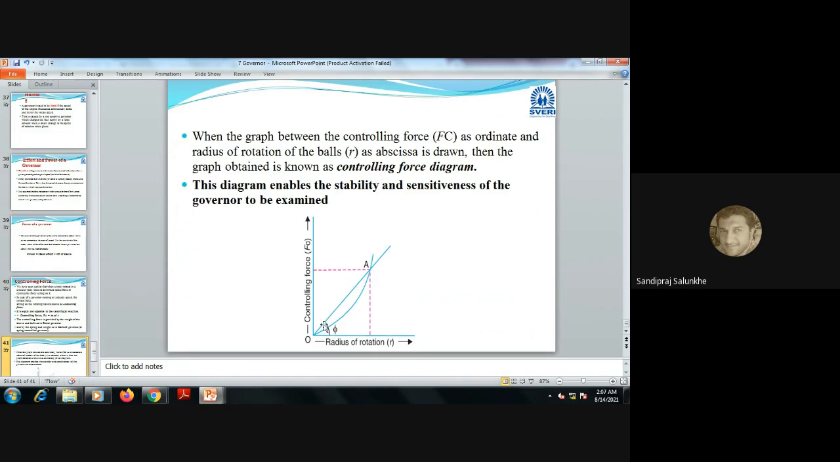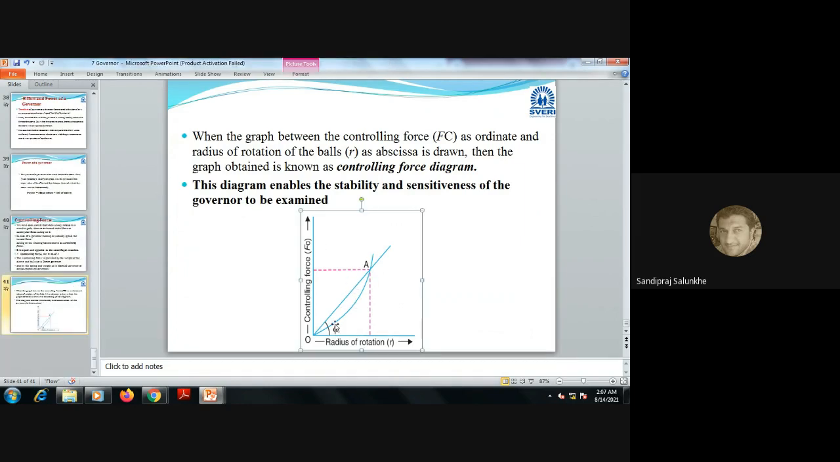And when we see the graph for the governor, it is very important. The graph is between the controlling force as ordinate and the radius of rotation of the ball r as abscissa. That is, controlling force is on the y-axis and radius of rotation is on the x-axis.